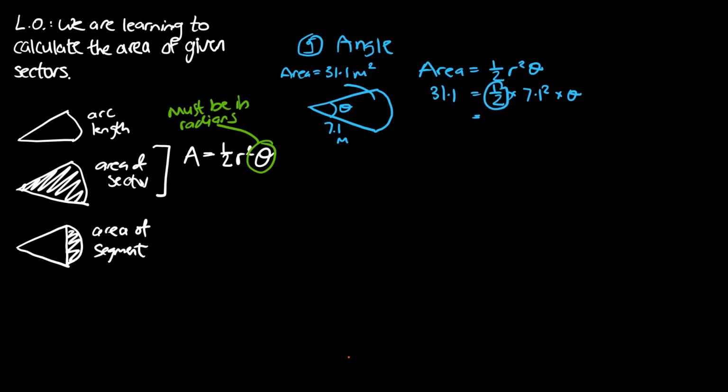So that there is a 1/2. So times 1/2, which is the same as divide by 2. If we move that to the other side, that's going to be times 2. So 31.1 times 2, that's going to be equal to 7.1 squared times the angle.